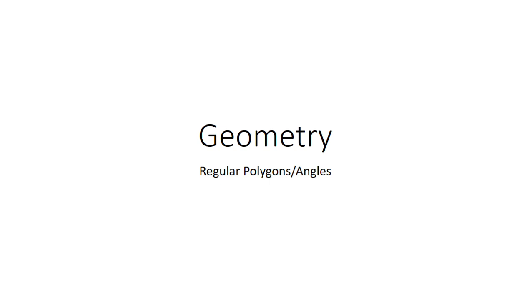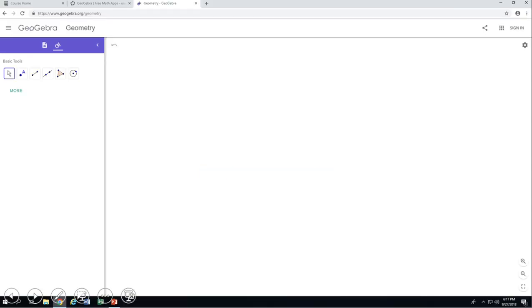In this video clip, we're going to talk about regular polygons, and we're going to talk about interior and exterior angles of regular polygons. For that reason, I'm going to use GeoGebra. If it's the first time you use it, type in your browser geogebra.org, and then you can find the geometry app, and click on it.